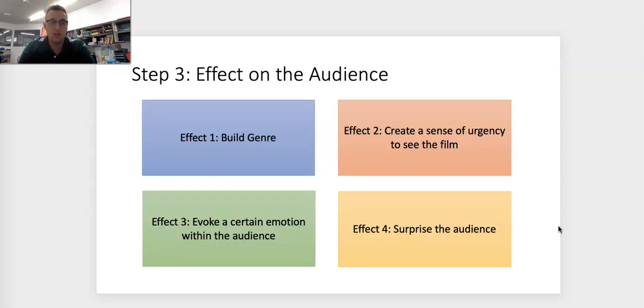Then the final step is effect on the audience. There are four different focus areas. Effect one is building genre. You know, is it used to establish that this is an action film? Effect two, create a sense of urgency to see the film. Are they building up anticipation in the audience? Three, evoke a certain emotion within the audience. Are they trying to make you feel happy, sad, excited, nervous? And four is to surprise the audience. Generally, they throw something in there that you're not aware of or didn't consider that could be in this film to make you want to go see it.